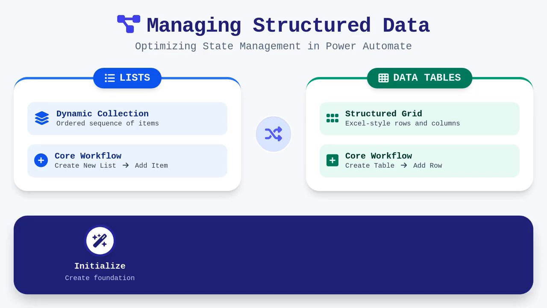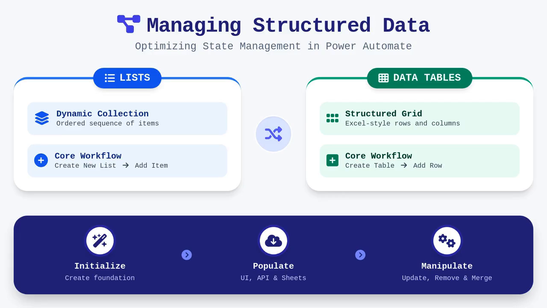We typically start by initializing these collections using actions like create new list or create new data table, which serve as the foundation for our subsequent data processing logic. Once a container is established, we use actions such as add item to list or add row to data table to populate them with data extracted from UI elements, spreadsheets, or API responses.